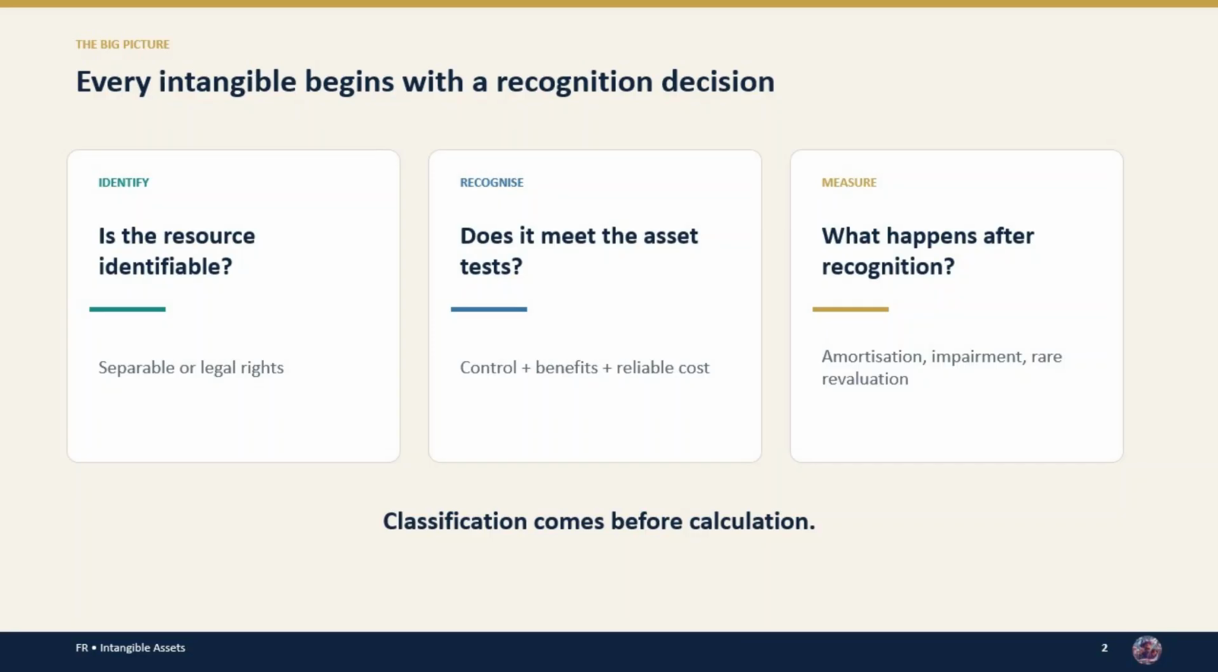Every question begins with 3 linked decisions. First, identify the resource. Is it separable, or does it arise from contractual or legal rights? Second, recognize it only if the entity controls it. Future benefits are probable and costs can be measured reliably. Third, measure it after recognition through amortization, impairment, and only rarely revaluation. If the first 2 decisions fail, there is no asset to amortize.